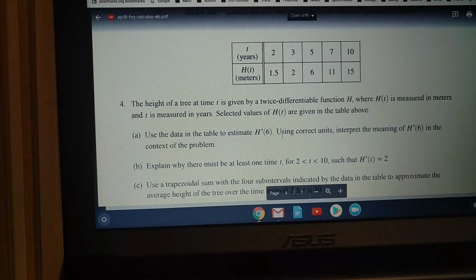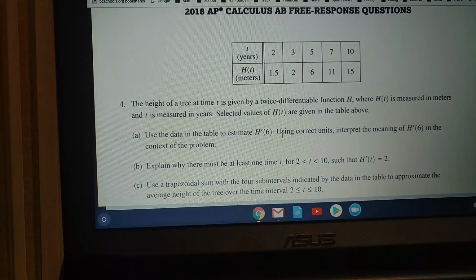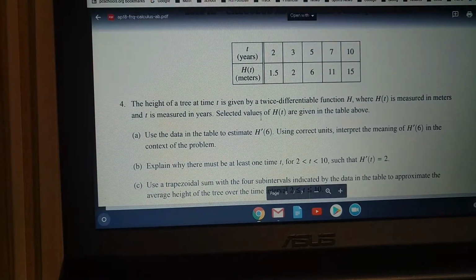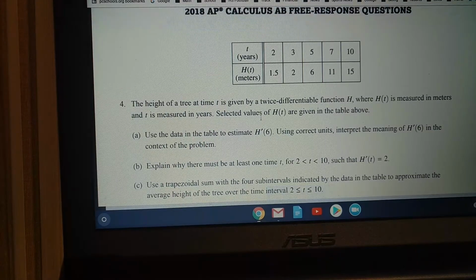We have our values of h, which are the height of a tree, which is given to us in a table form along with the years that are in the variable t for time. And so we expect to do different things here with this. So let's take a look at what a lot of the things that we do with this are going to be very familiar.